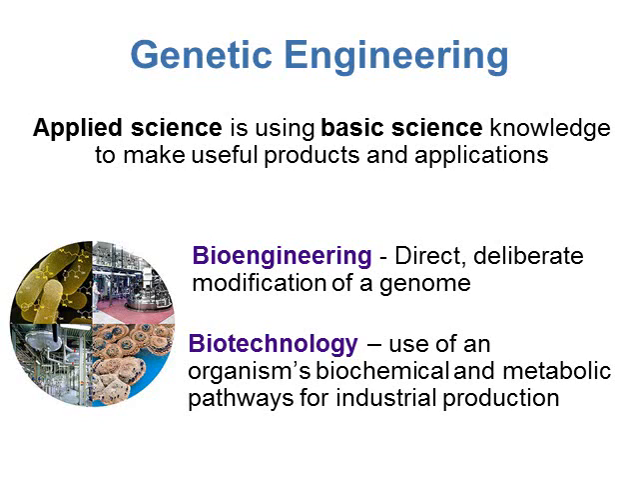knowledge that we have discovered and that we know a lot about to make useful products that we can use for different applications. And usually these useful products are for something that's going to help humans in some way. So there's bioengineering, which is where we do a direct, deliberate modification of a genome. And we also have biotechnology, where it uses an organism's biochemical and metabolic pathways for industrial production.